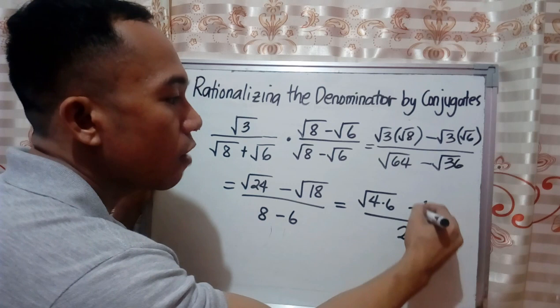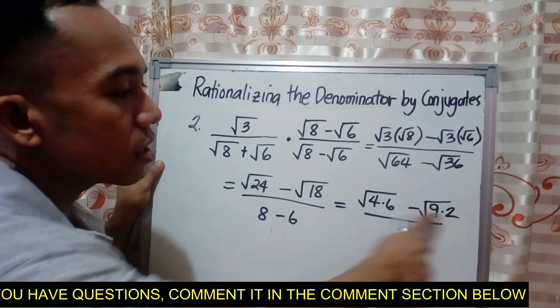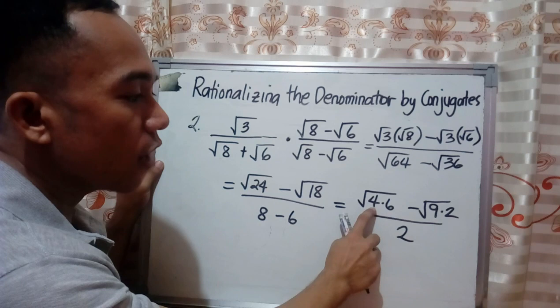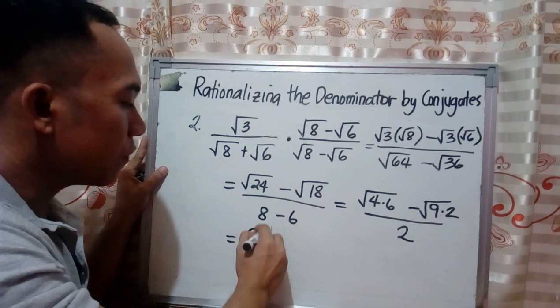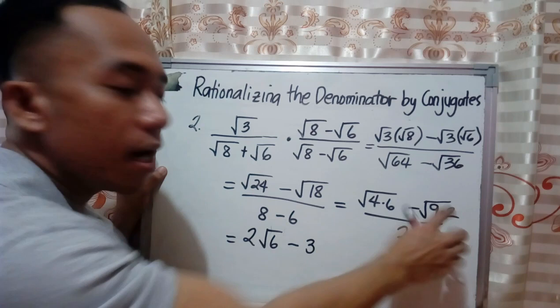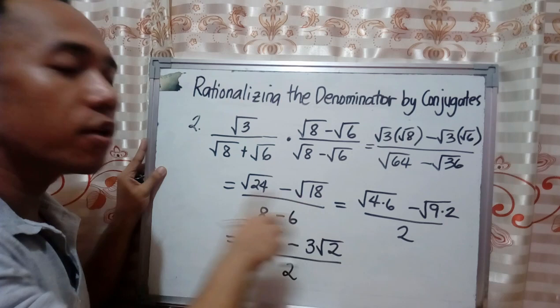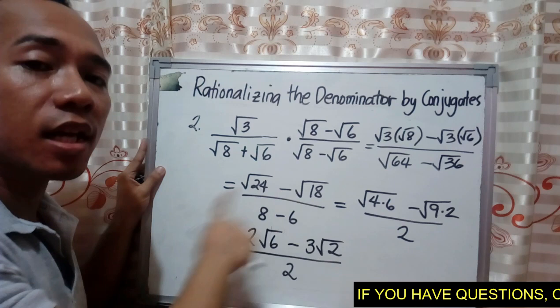So this is not the final answer because it can be simplified. The square root of 24 and the square root of 18. So this is now your simplest form. So, the square root of 4 becomes 2. You have 2. Copy the remaining square root of 6, which is not perfect. Then, minus square root of 9 is perfect. So, it becomes 3. Copy the remaining radicand, which is 2. Over the denominator, 2. So, this is now your simplest form for this radical expression, the rationalized one.